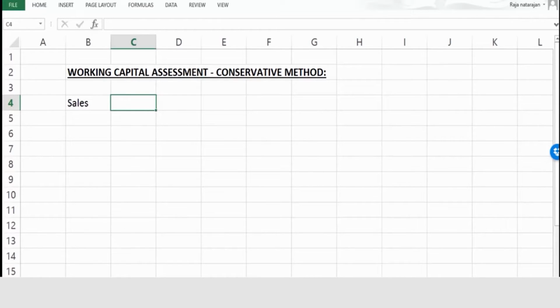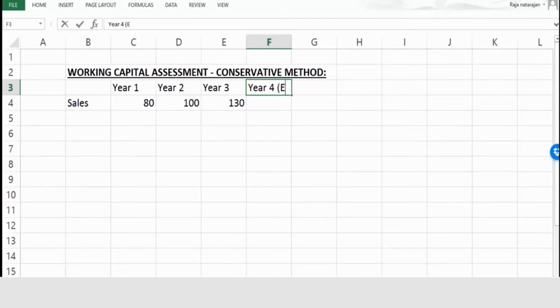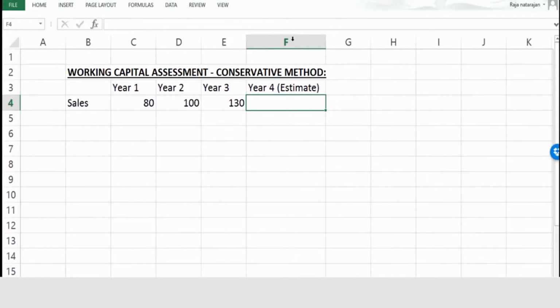Let's say we are going to have some 3 years' figures: year 1, year 2, year 3. In year 1, the turnover of the company is 80 million. In year 2, the turnover is, let's say, 100 million, and in year 3, the turnover is, say, 130 million. Now we are focusing on year 4, and let's say that's the year we are estimating, and it's for this year we are looking for cash credit.